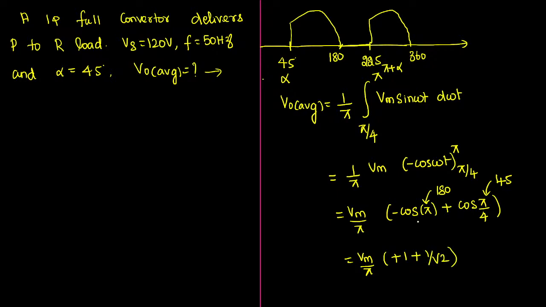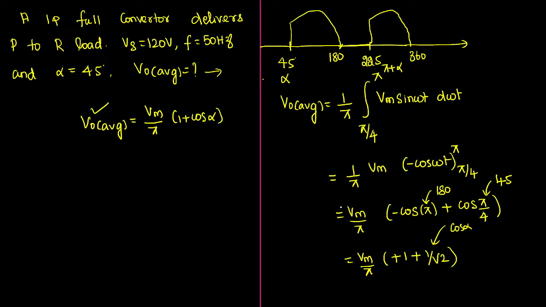If you want to generalize this, just replace this pi by 4 by alpha. If you replace alpha, you will be coming up with the correct answer, that is Vm by pi into 1 plus cos alpha. That is the formula for this, right? At this place, if you replace cos pi by 4 by alpha, you will be getting cos alpha. So the generalized formula for single phase full converter with a purely resistive load is V naught average equal to Vm by pi into 1 plus cos alpha. Am I right? Yes, this is the formula.